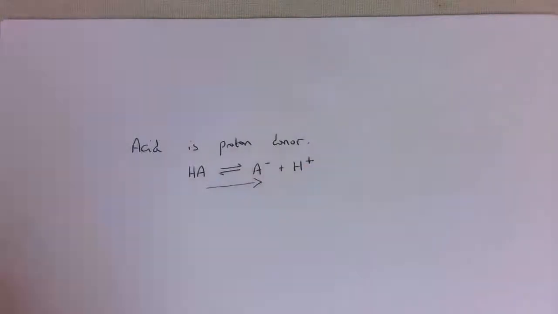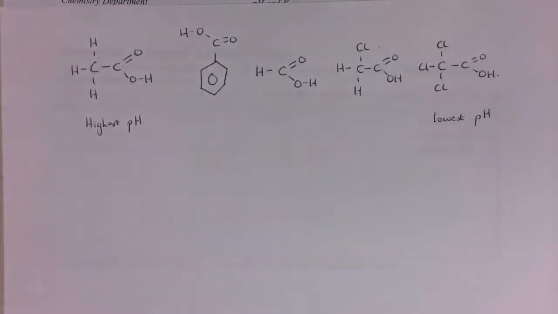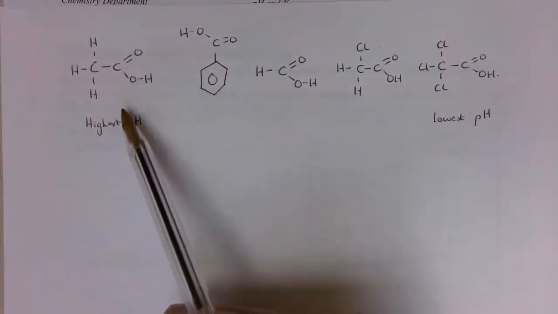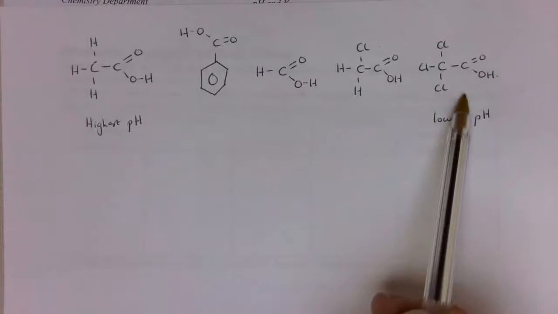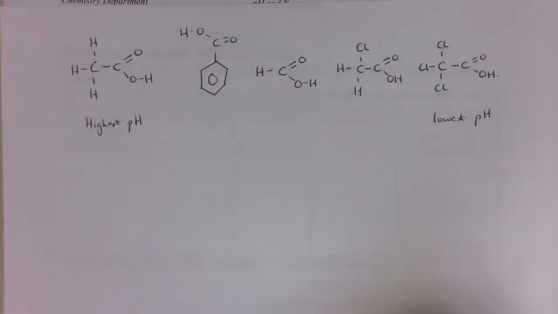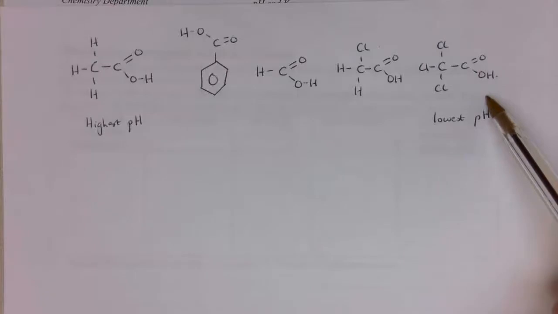So the more we can drive this reaction forwards, the higher the concentration of hydrogen ions, the more it dissociates, the stronger the acid. On page 17, we're considering these acids, from ethanoic acid, which is the least acidic, it's got the highest pH, to trichloroethanoic acid, which is the lowest pH because it's the most acidic. So that one's the strongest acid. Drawing those acids out in full, we have ethanoic acid, benzoic acid, methanoic acid, chloroethanoic acid, and trichloroethanoic acid. We need to understand the effects of changing this R group on the strength of the acid, and they become stronger as you go towards this side.